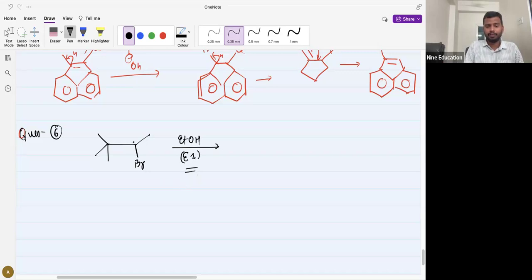Because if carbocation is made, this is a 2-degree carbocation. So this 2-degree carbocation will go for rearrangement. And we will see the answer today. Solution we will see better. How to do.